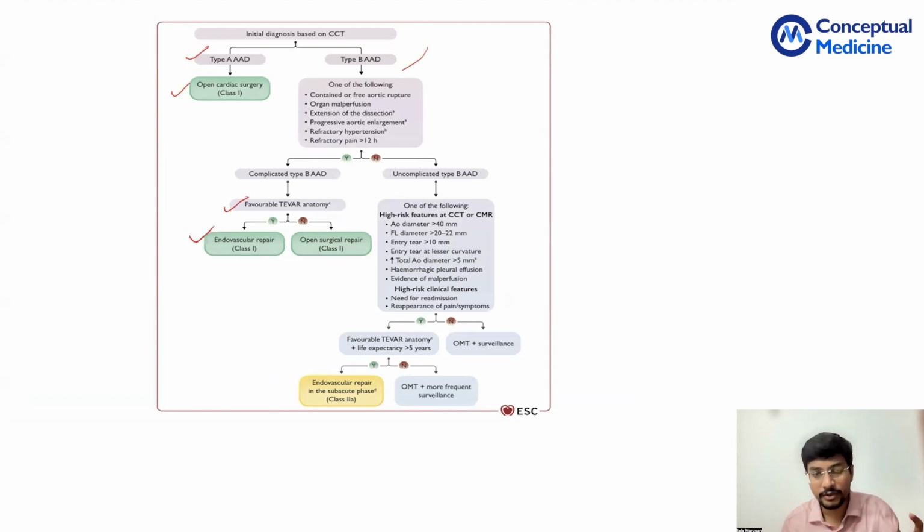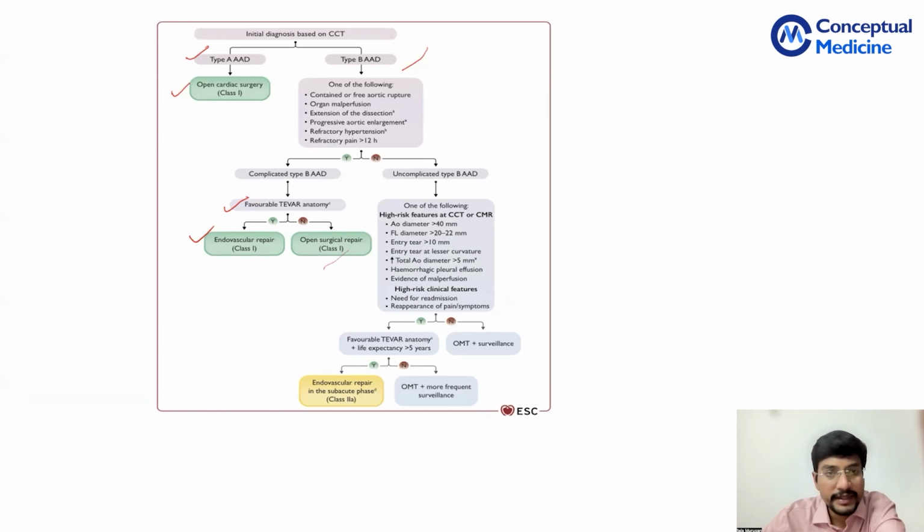What is favorable anatomy? You should have good landing zones. You should have a seal proximally and distally of at least 5 cm, depending on the centers. Otherwise it can progress retrogradely. Even your stent graft can enable the progression proximally and propagate the dissection. That's why we say it is a favorable TEVAR anatomy. If it is favorable, you send them for endovascular repair. If it is unfavorable, then open surgical repair.